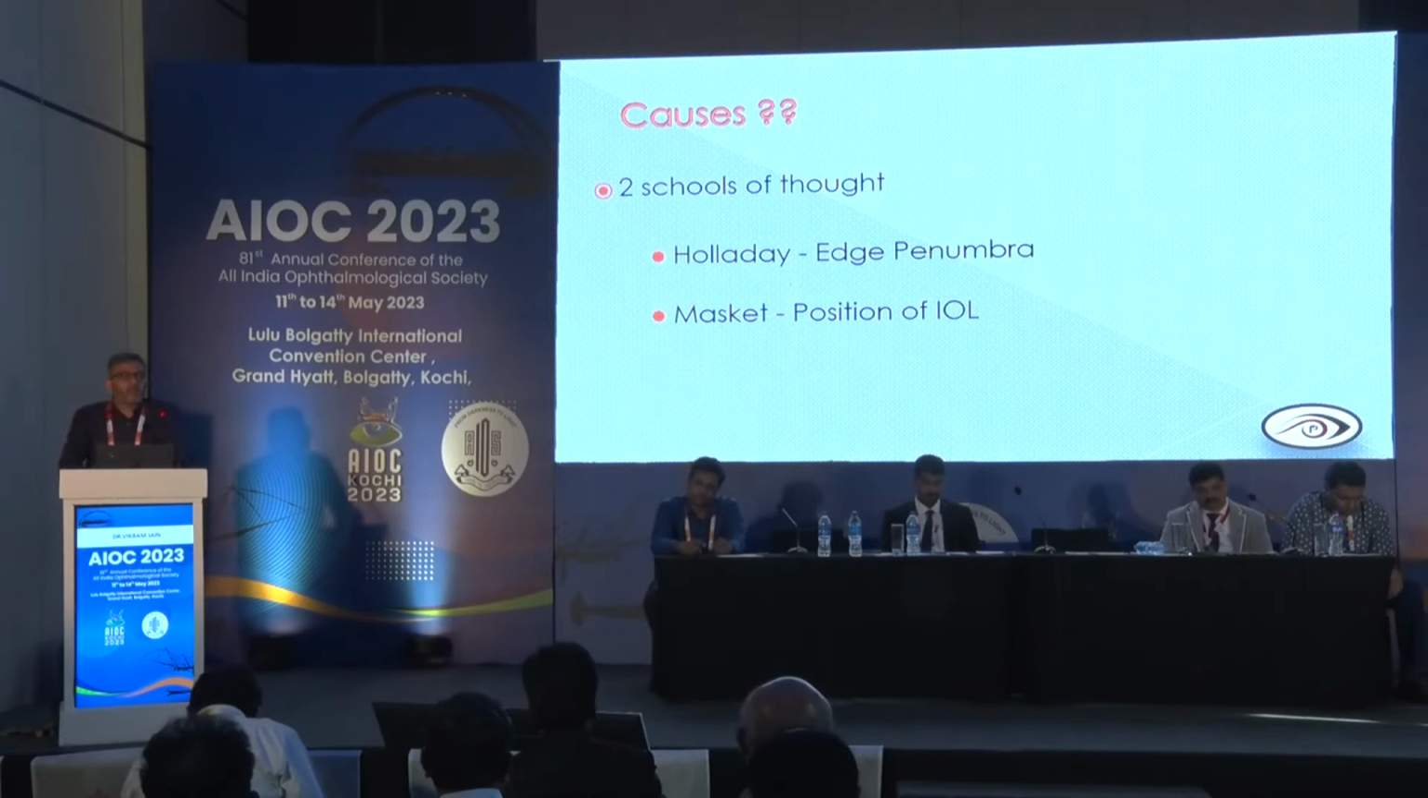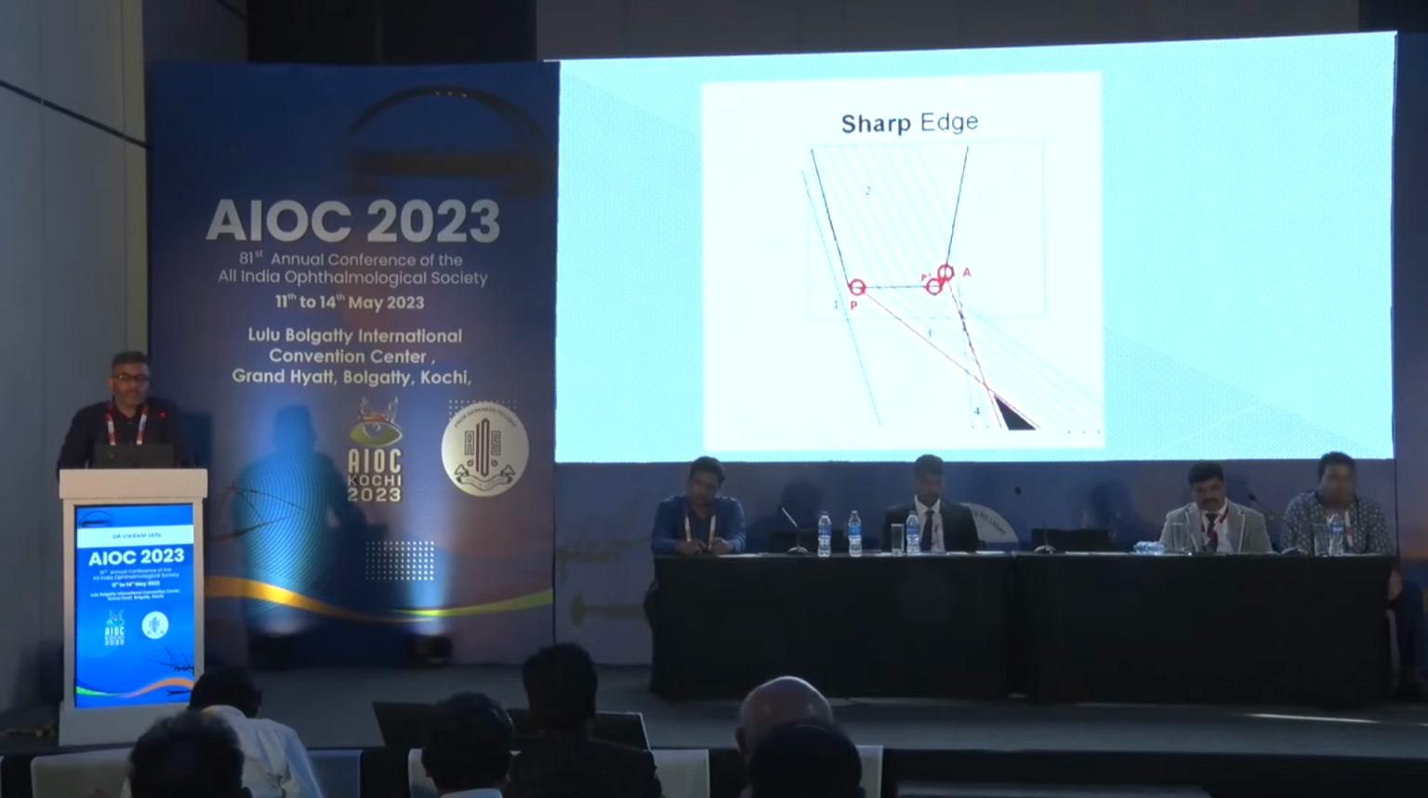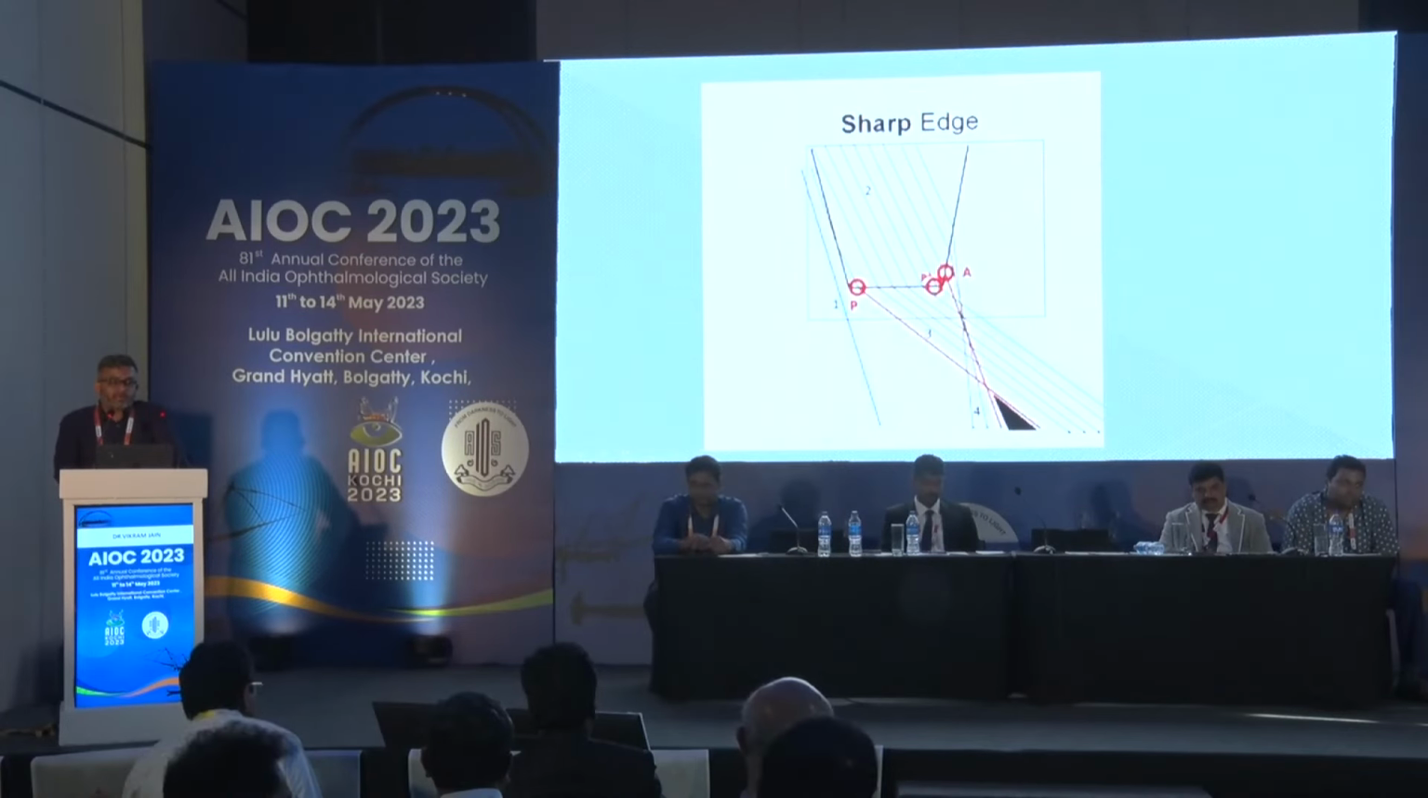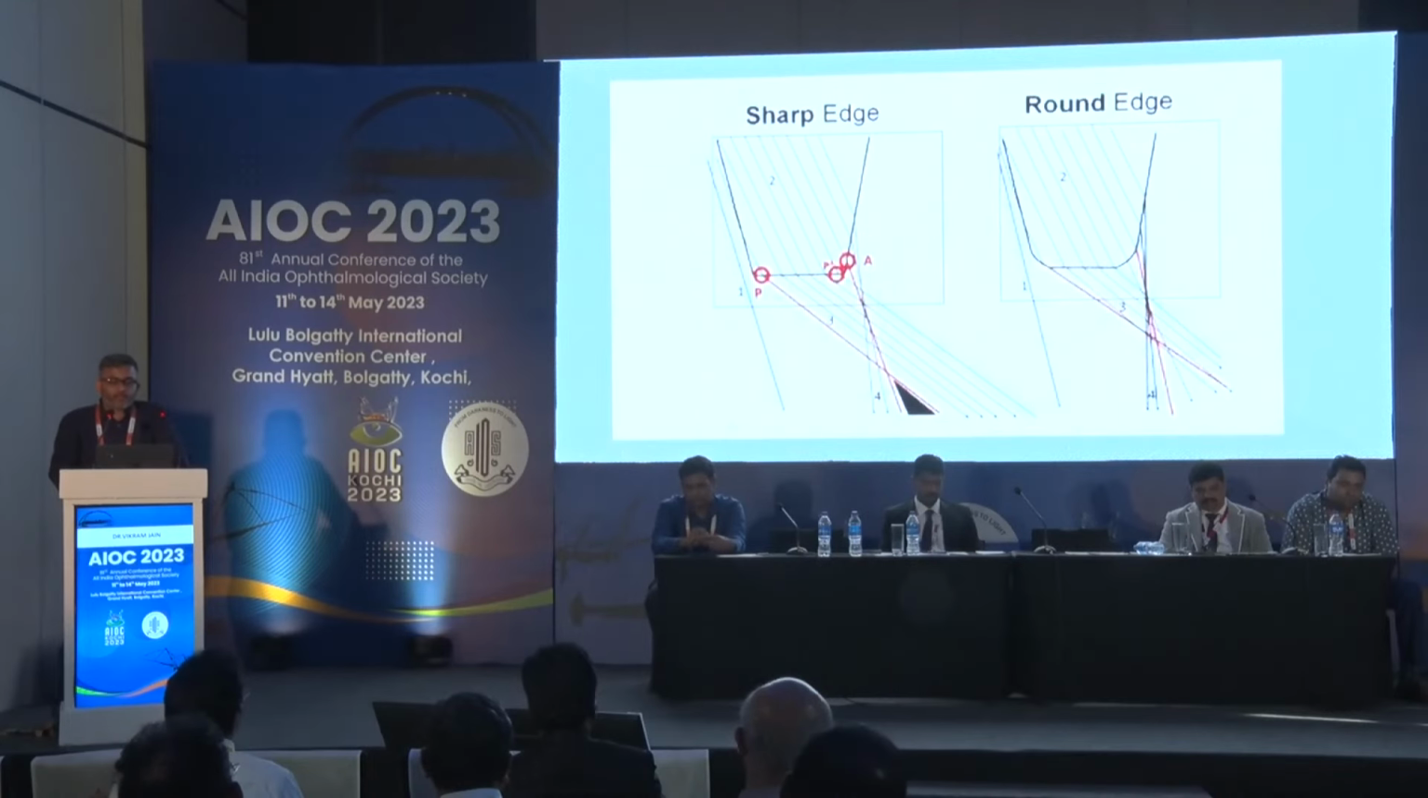This is how a patient would typically describe it. In this patient, if the left eye has been operated, on the temporal aspect on the left side, the dark shadow is there in his vision. There are two schools of thought for this. Holladay said it's the edge penumbra because there is some varying refraction of rays, some area which will cause the negative dysphotopsia, dark shadow there.